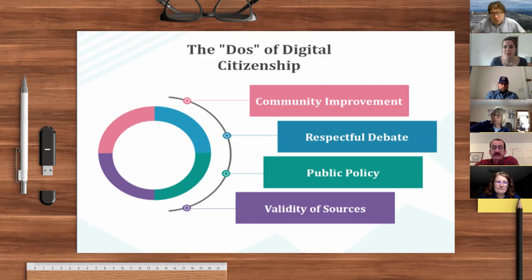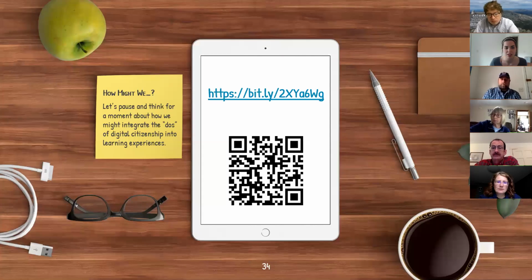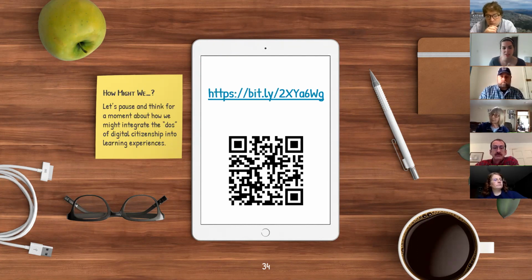And so I would like to have us pause for a few minutes and think about how we might integrate the do's of digital citizenship into learning experiences. This will bring you, there's the link that John is going to drop into the chat, or you can scan the QR code here. This will take you to a Padlet, which I will pull up in just a moment.